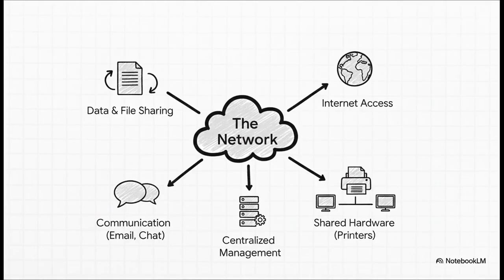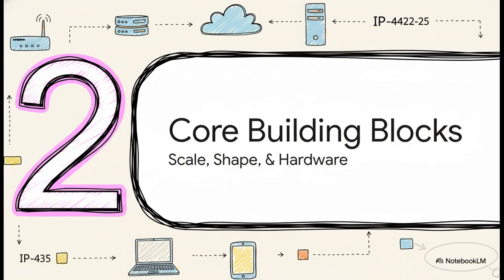So why connect everything? Well, the reasons are literally all around you. You want to share a file instantly? That's networking. Access the internet, which is just the biggest network of all? Yep, networking. Even just being able to print a document from your laptop to a printer down the hall, it all comes down to being efficient and connected. Okay, so we've got the what and the why. Now let's get into the how. We're going to look at the core building blocks of any network out there, how big they are, what shape they take, and the actual physical gear that makes it all run.